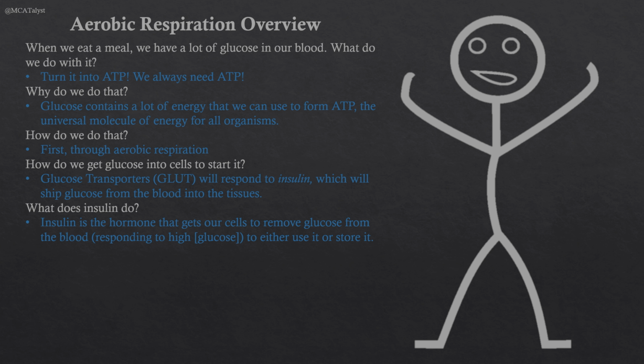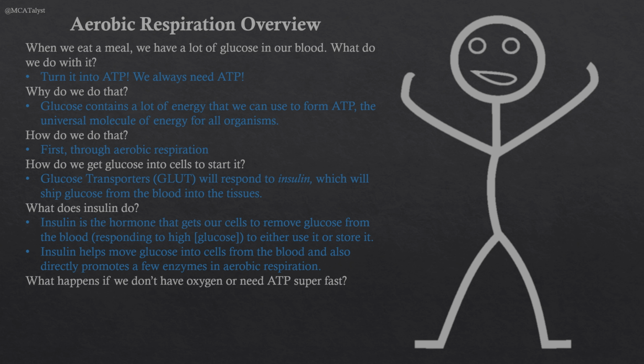It's going to be telling our cells to either use this glucose to turn it into ATP, or if we have enough ATP, we're going to store it. Basically, insulin is getting glucose out of the blood. So in addition to removing it from the blood, insulin can also directly promote a few different enzymes in aerobic respiration as well. So basically in this fed state where we have a whole bunch of blood glucose, insulin is going to be released just to get it out.